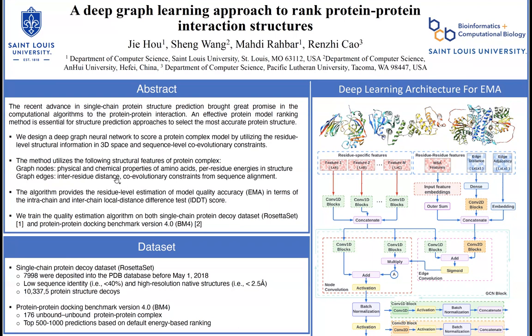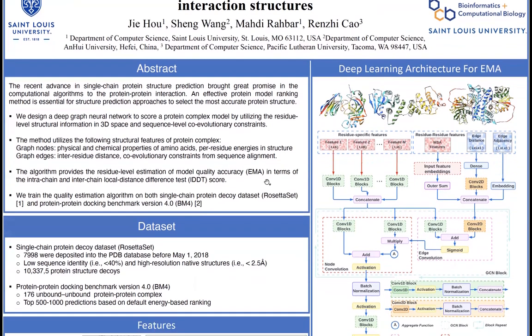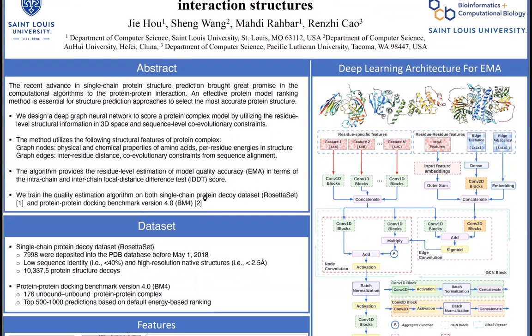In our study, we designed several features for structural quality learning, including node features and edge features for the graph neural network. Specifically, for the graph nodes, we use the physical and chemical properties of amino acids and per-residue energies in the structures. For graph edges, we use the inter-residue distance and the co-evolution constraints from sequence alignments. We can talk about this in the later feature sections. Overall, the algorithm aims to provide a residue level estimation of the model quality accuracy in terms of the interchain and intrachain LDDT scores.